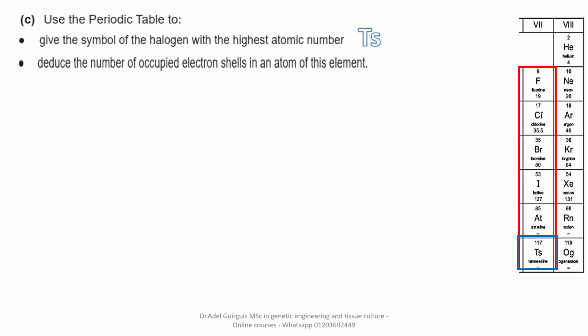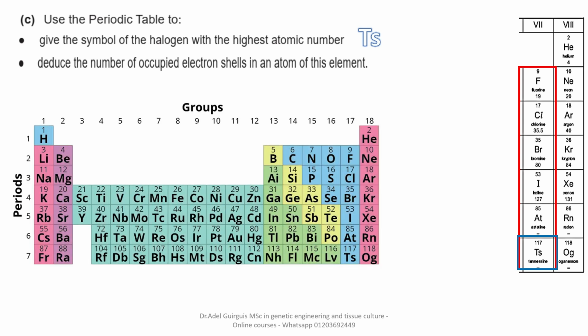Deduce the number of occupied electron shells in an atom of this element. The number of electron shells in any atom is related to its location in the periodic table, in which row, in which period. So, look at this part of the periodic table. Periods 1, 2, 3, 4, 5, 6, and 7. 7 periods. They lie horizontally in rows.